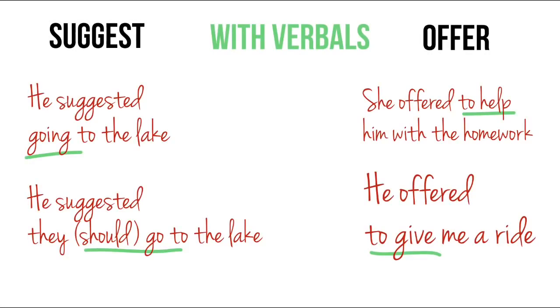And one more important thing is how we use verbals after these verbs, so how we express an action. Repeat after me. He suggested going to the lake. He suggested that they should go to the lake. He suggested that they go to the lake. So, after the verb suggest, we use the gerund, the modal verb should, or the bare infinitive, which is the infinitive without to. What about offer?